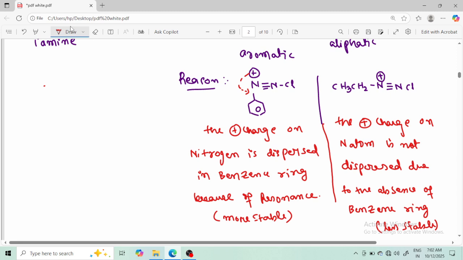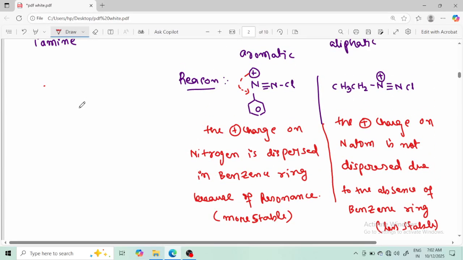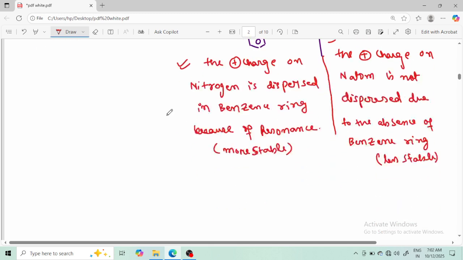Now, what is resonance and this stuff, they will not be asking questions, I will not explain this one, okay. I hope it's clear, right? They will ask a question on this, that why aromatic diazonium salt is more stable, something like that. So you have to write this reason. If they ask in terms of aromatic, you write this reason. If they ask in terms of aliphatic, you write this side reason. Now we'll do the chemical reactions of diazonium salt.